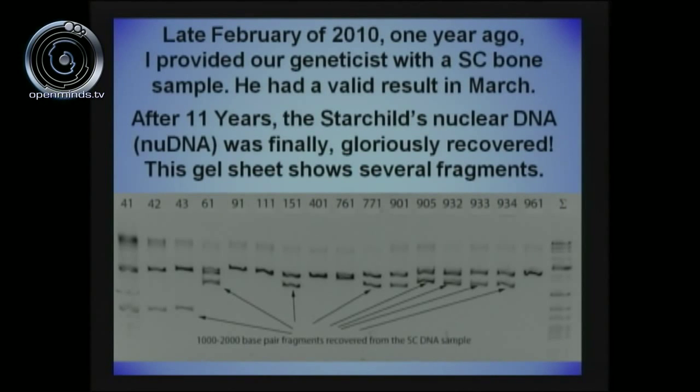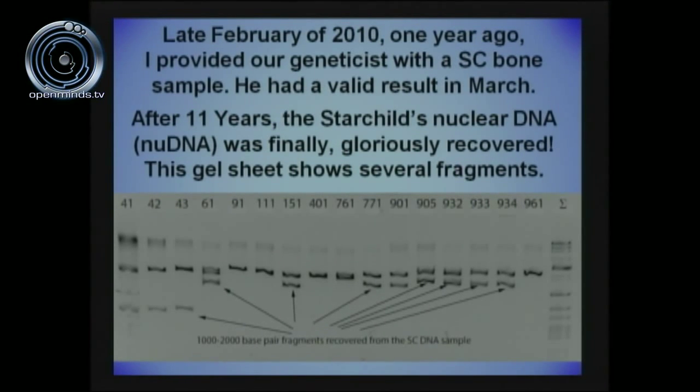Late February of last year, 2010, about a year ago, right now, as I'm standing talking to you, I provided our geneticist with a Starchild bone sample. He had a valid result in March. After 11 years, the Starchild's nuclear DNA was finally, gloriously recovered. This gel sheet shows several fragments. Right there. There it is, folks.